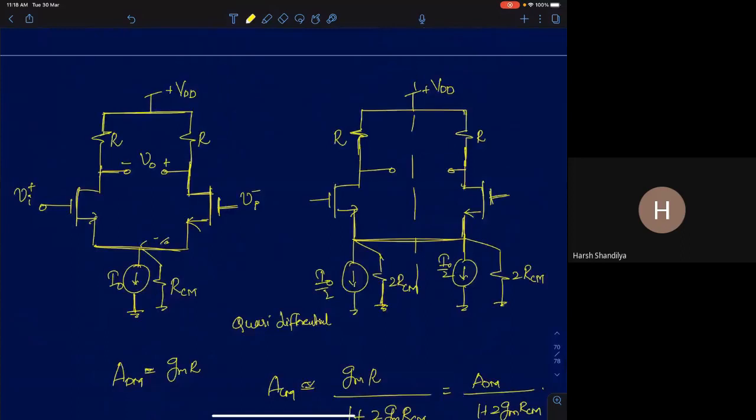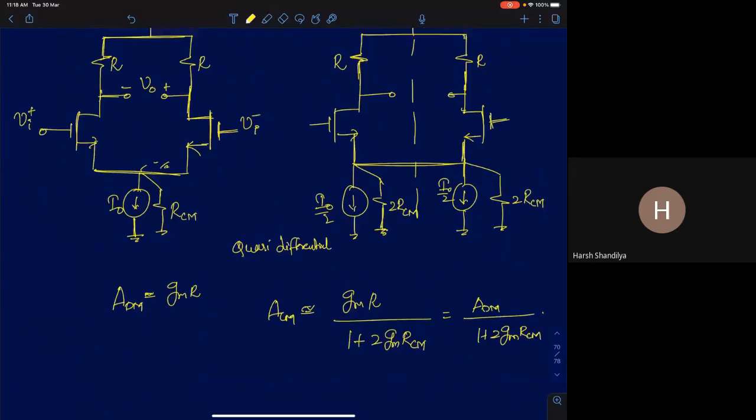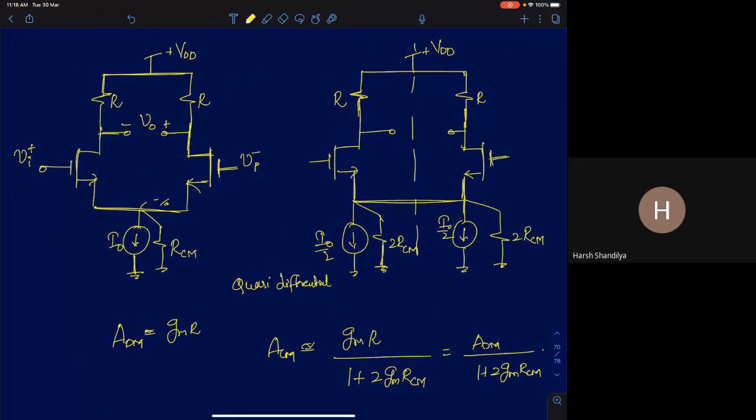Then we introduced a bit more non-idealities in the circuit. What we said is that if you consider this current source to have a finite output resistance, and let the output resistance be RCM, in that case, how do we analyze the circuit? This is a circuit with mismatches already present, so the halves are not identical. And now we can assume, what if the current source has a finite resistance?